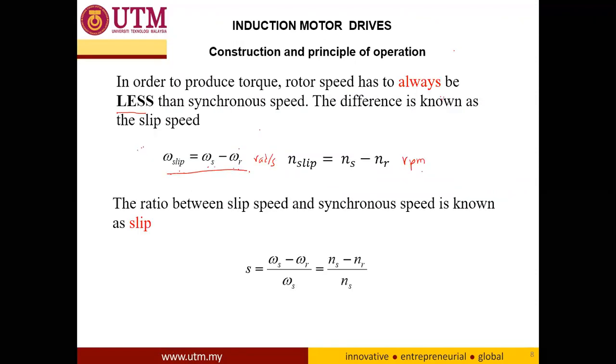The ratio between the slip speed and the synchronous speed is known as slip, S, and you can calculate the slip as equal to omega_S minus omega_R over omega_S. This equation is in radian per second.